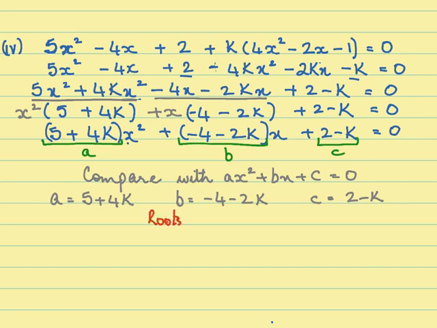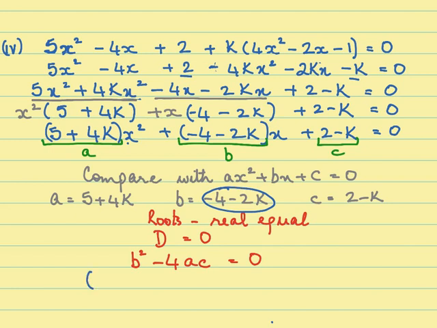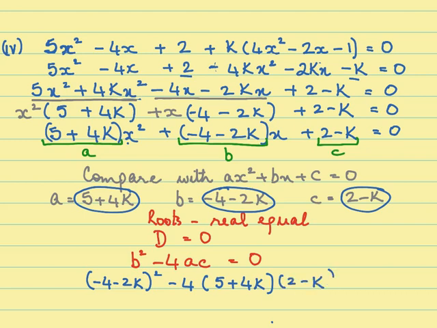Now roots are real and equal. If the roots are real and equal, that means D equals 0 and b square minus 4ac equals 0. Now for b square, we know our b is minus 4 minus 2k, so I'll write b square here, minus 4 minus 2k, minus 4ac, this is my a and this is my c. So 5 plus 4k and c, 2 minus k, equals 0.